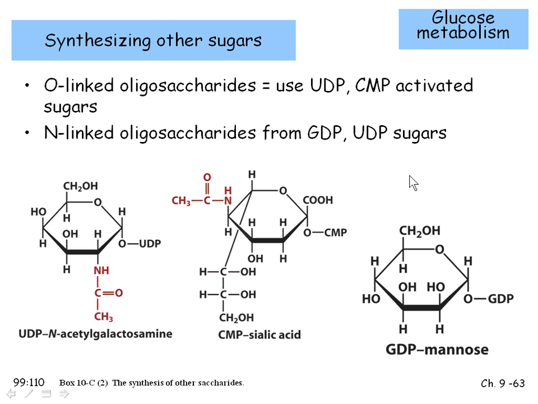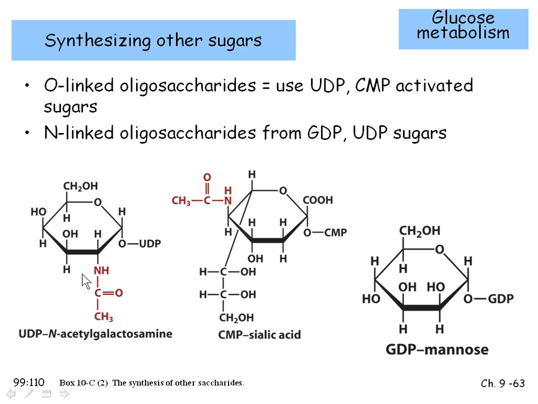There are some other sugars that are used for various purposes. We talked about O-linked oligosaccharides and N-linked oligosaccharides back in the membrane chapter, when we were talking about how the surface of the membrane has glycoproteins and glycolipids out there. Those oligosaccharides are made from other kinds of activated sugars, UDP, CMP principally for the O-linked, UDP, GMP principally for the N-linked. And these are just some examples of the kinds of things that get used.